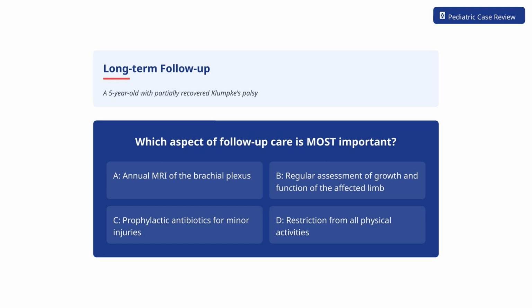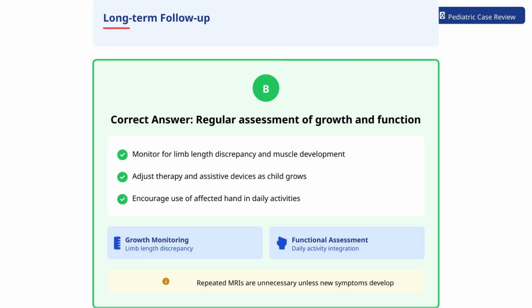A 5-year-old with partially recovered Klumpke's palsy is being seen for follow-up. Which aspect of follow-up care is most important? A. Annual MRI of the brachial plexus. B. Regular assessment of growth and function of the affected limb. C. Prophylactic antibiotics for minor injuries. D. Restriction from all physical activities. The correct answer is B. Regular assessment of growth and function of the affected limb.